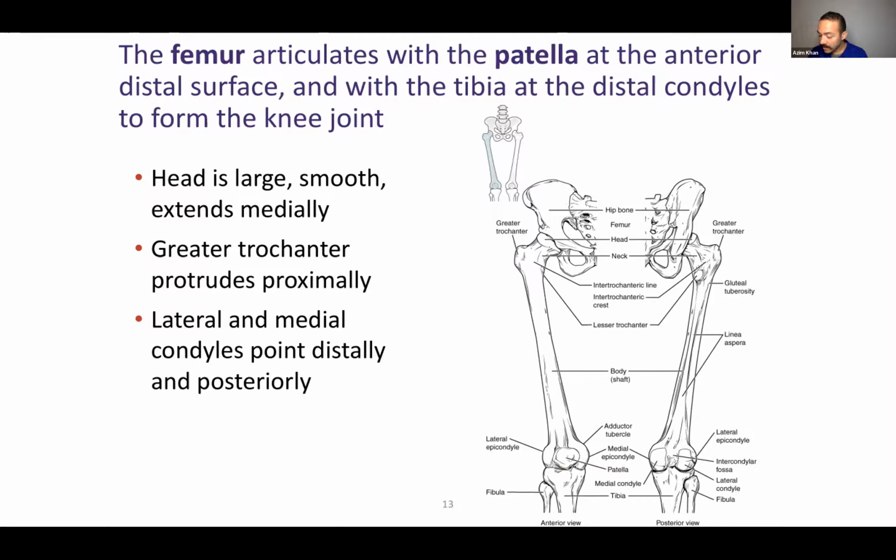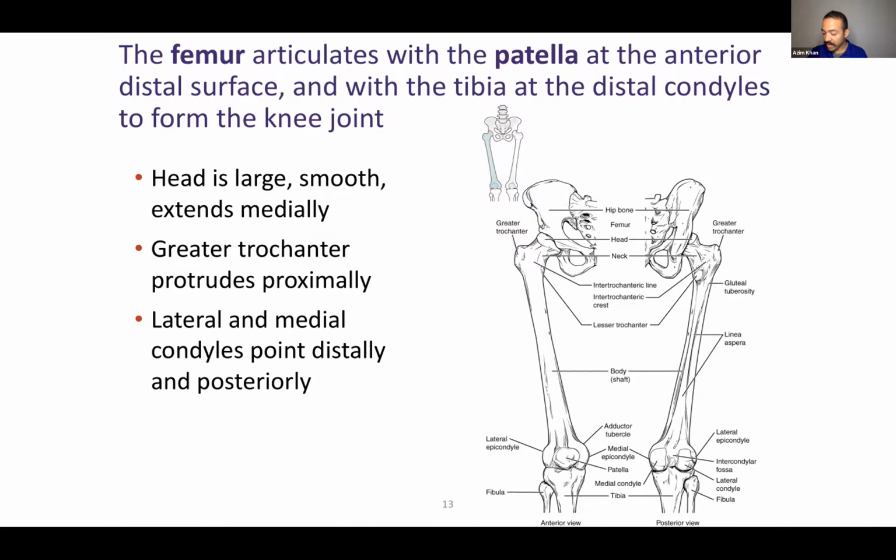The head, we've seen a head before, a nice round head. We saw that with the humerus. Similarly, the head of the femur fits into a socket, that acetabulum of the coxal bone. The head is large, it's smooth, it extends medially. The head faces medially. We're going to see this feature called the greater trochanter, which is only found in the femur. We haven't heard this word before, trochanter. It's protruding proximally and kind of lateral.